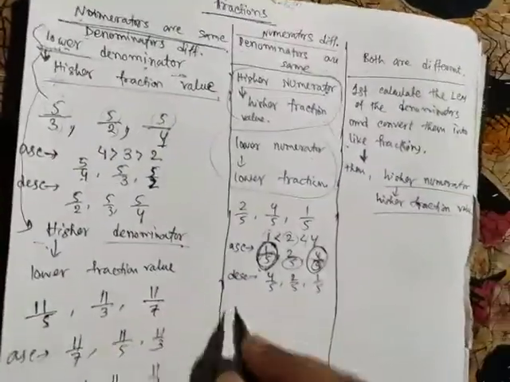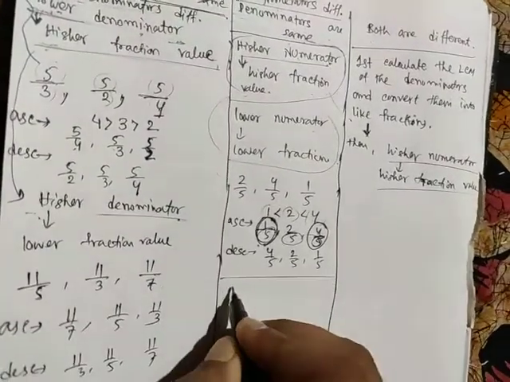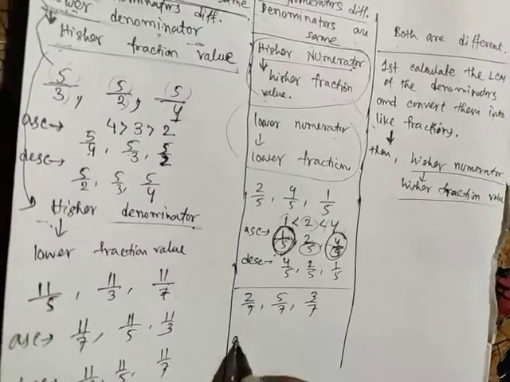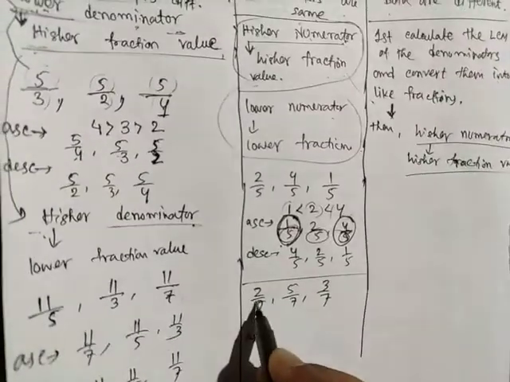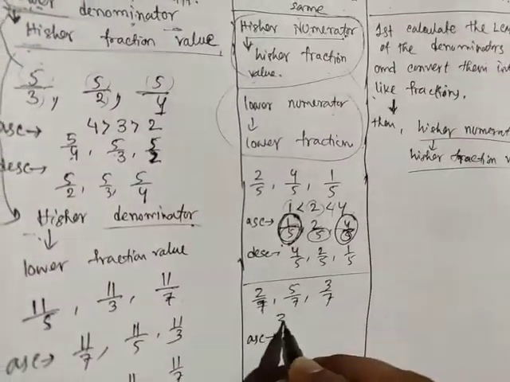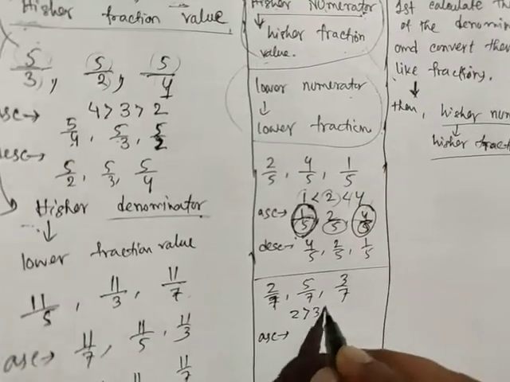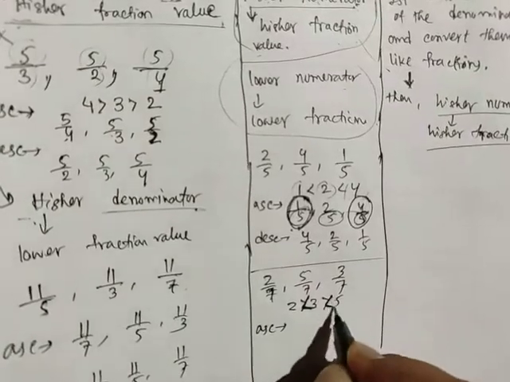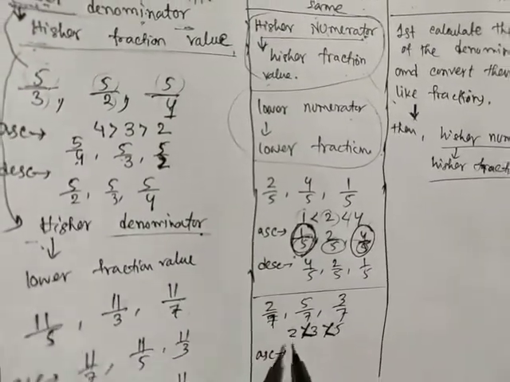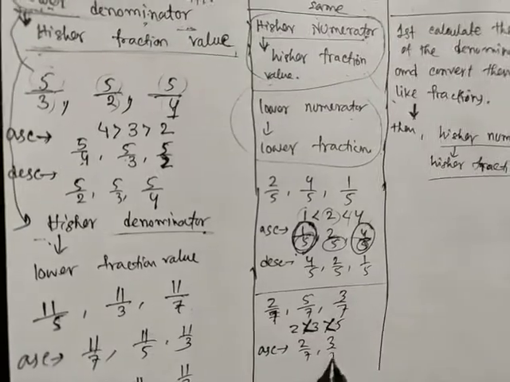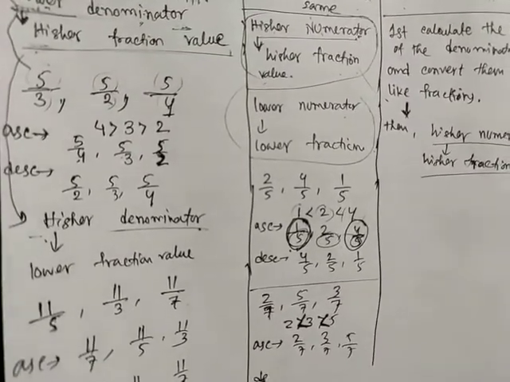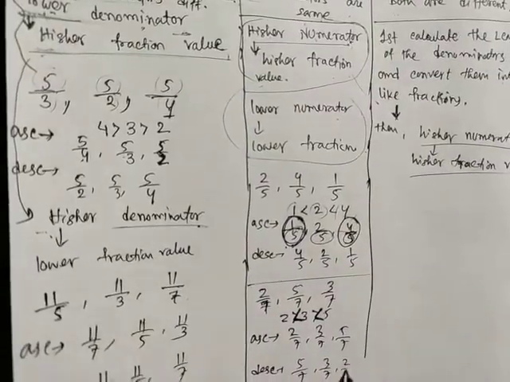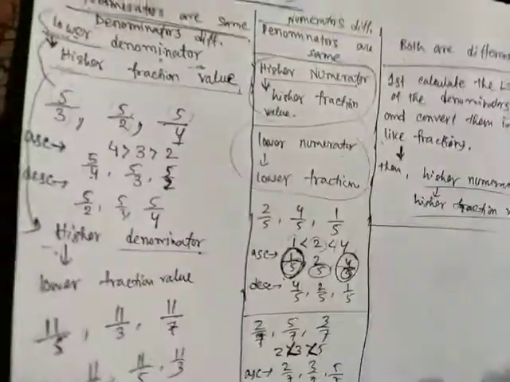Okay, another example. Suppose you have given 2 upon 7, 5 upon 7 and 3 upon 7. Ascending order. Denominator same, so now you have to compare the numerators. Sorry, 2 is less than 3 is less than 5. Okay, so 2 is the lowest. So the lowest is 2 upon 7. Next 3 upon 7. Next 5 upon 7. For descending order, 5 upon 7, 3 upon 7, 2 upon 7. Clear?